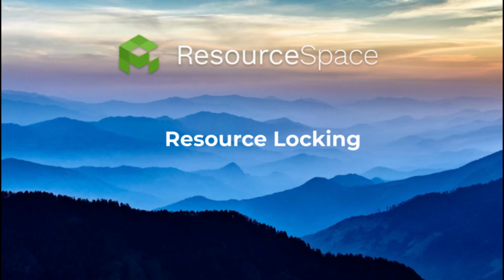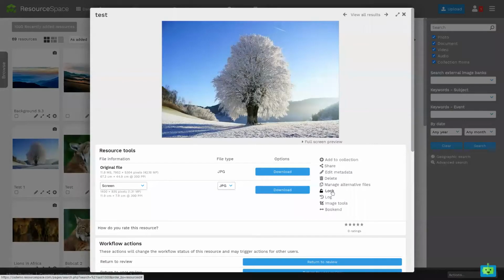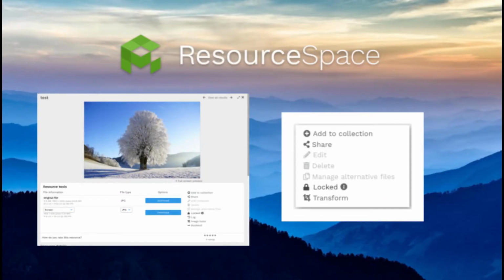A user must have edit access in order to lock a resource, but administrators can disable resource locking in the user group permissions. You can lock a resource just by clicking Lock in Resource Tools here. You can unlock it in the same way, like this. Locked resources will appear like this to other users. Users can see who's locked the resource by clicking on the information icon to the right of the padlock.